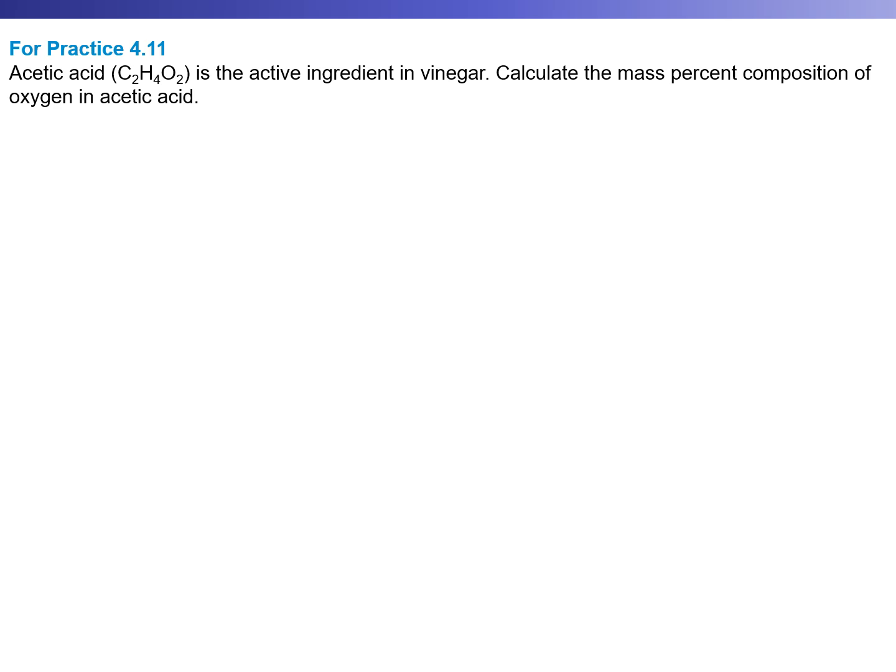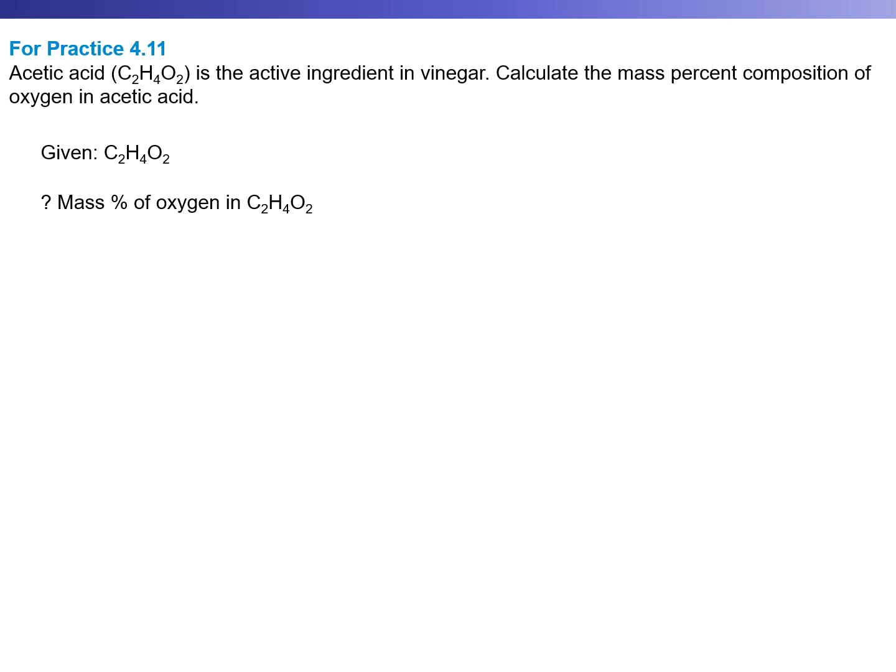So in problem 4.11, they want us to take acetic acid, and they give us the formula, and they want us to calculate the mass percent of oxygen in a molecule of acetic acid. So what are we given? Well, we're given the formula for acetic acid, so that tells us something, and they want us to calculate the mass percent of oxygen in a molecule of acetic acid.